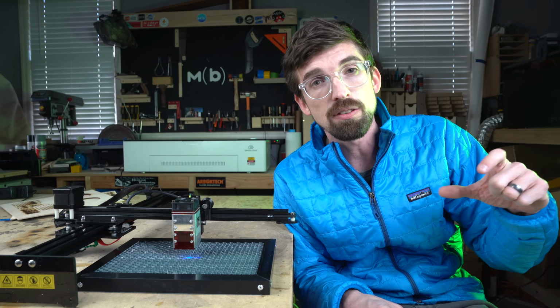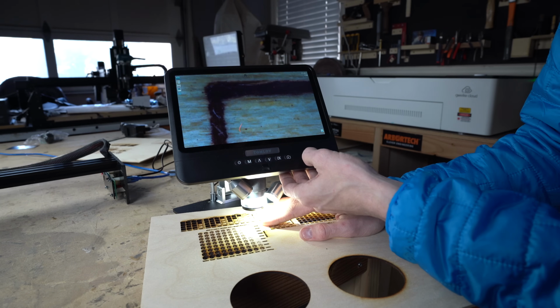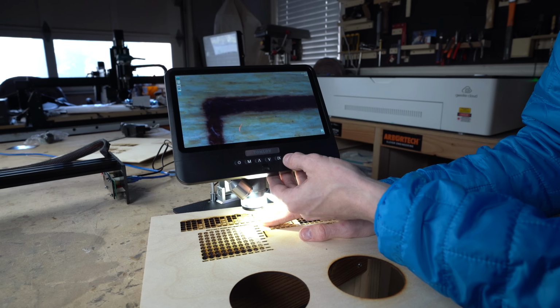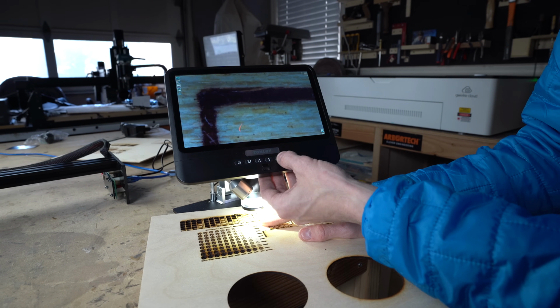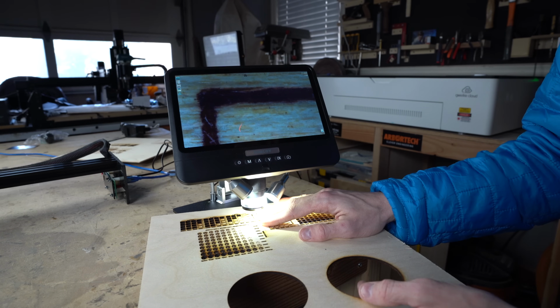So I do have a process to measure that size. All I do is take one of these single lines in one of these test files, take a picture of it underneath a video microscope, and then I measure it. For those results, let's jump to the computer right now.